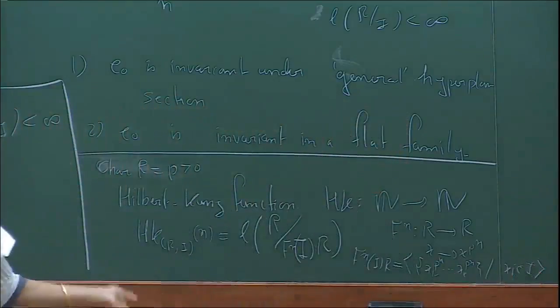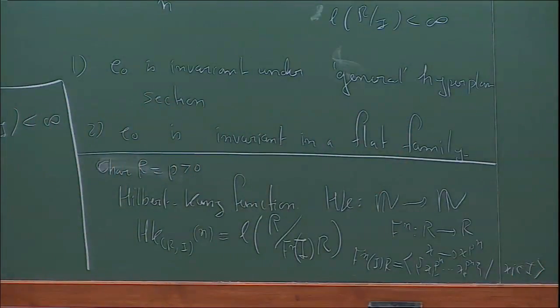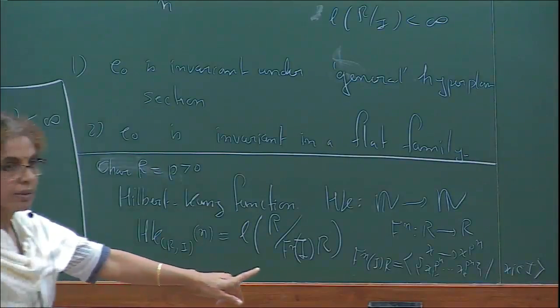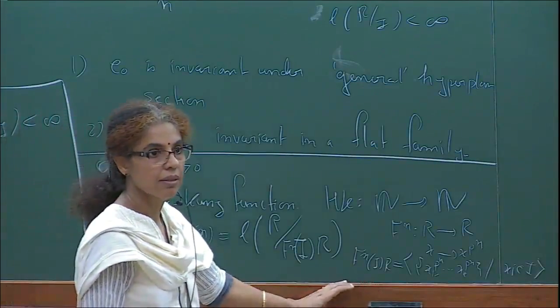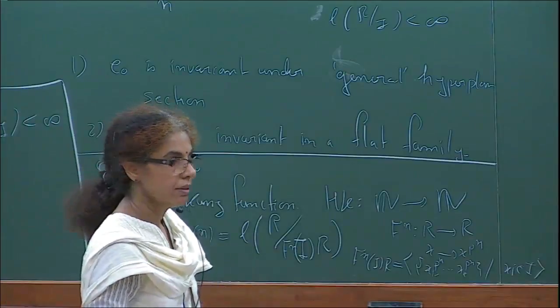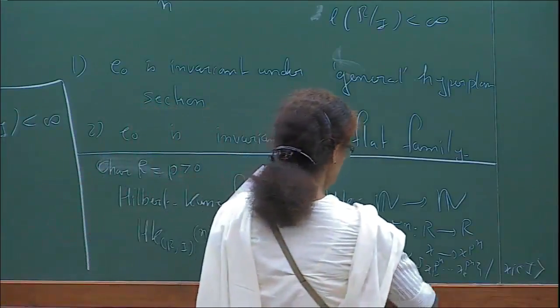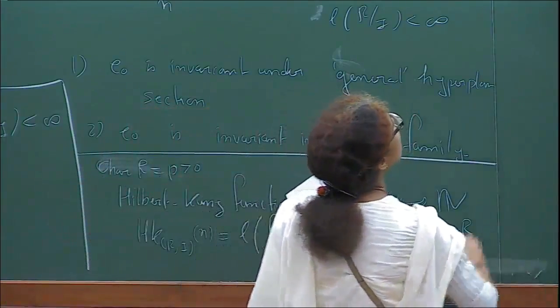So take the generator, lift it to the power p^n, and that's your Frobenius. Is that okay? So maybe I'll write it here.